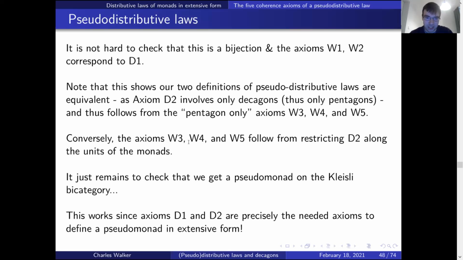And you could go the other way as well and recover these axioms by restricting this scary looking diagram D2 along the units of the monads. So you just need to check that you actually get a pseudomonad on the Kleisli bicategory from this. But that's clear, because these axioms, say D1 and D2 with the decagon form, are exactly what you need to define a pseudomonad using the extensive definition of a pseudomonad. So the axioms were just the 2 units, the associator, and Mac Lane's pentagon.